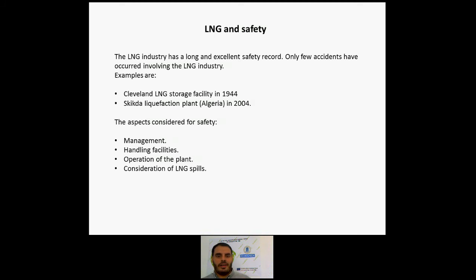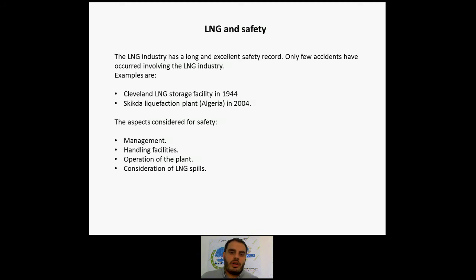If the limited flammable portion of a natural gas vapor cloud in an unconstrained environment met an ignition source, it would burn but not explode, which is very important.